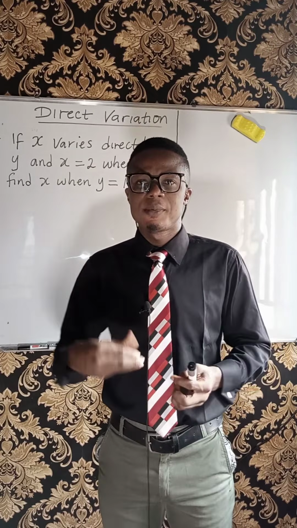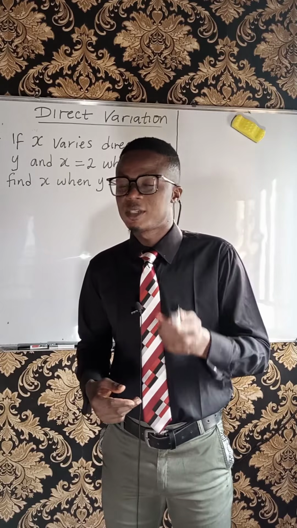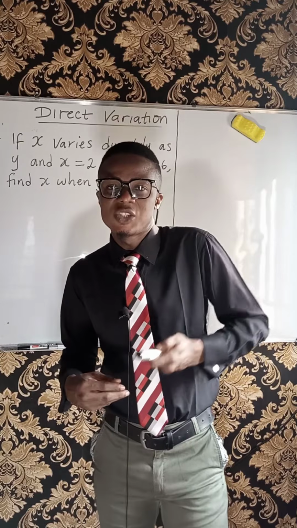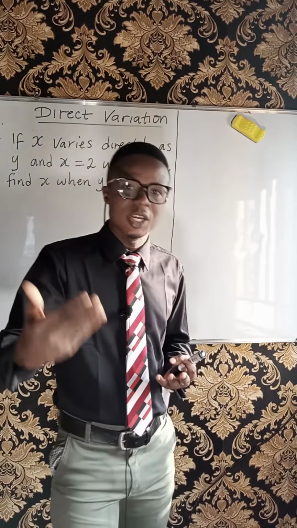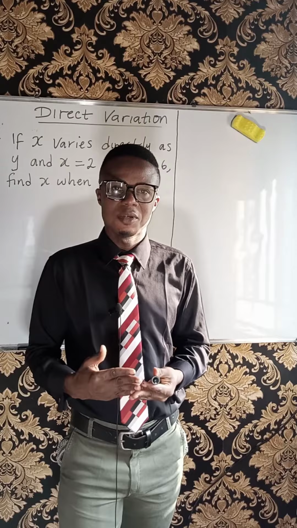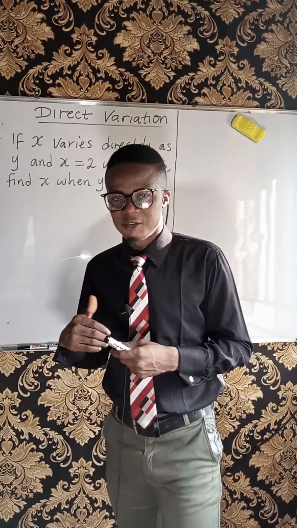A brief recap: variation is just a kind of relationship that exists between two or more quantities, in such a way that a change in one of the quantities will bring a corresponding change in the other quantity. That is just variation for you. It's just a relationship. And I gave so many examples pertaining to this topic, variation.